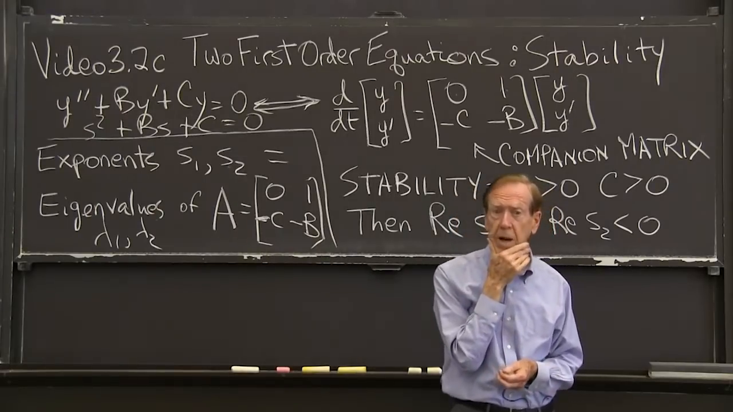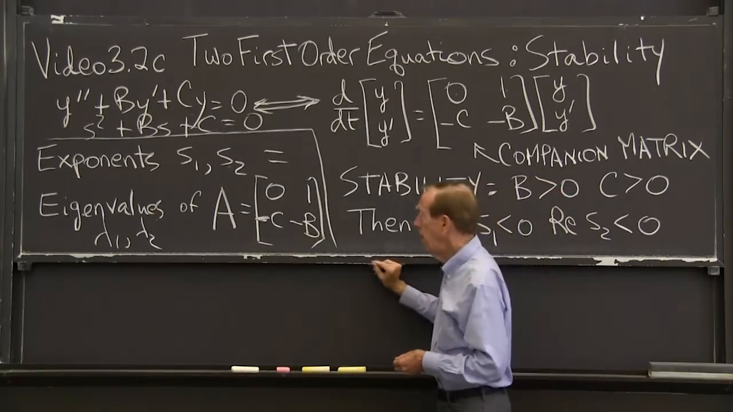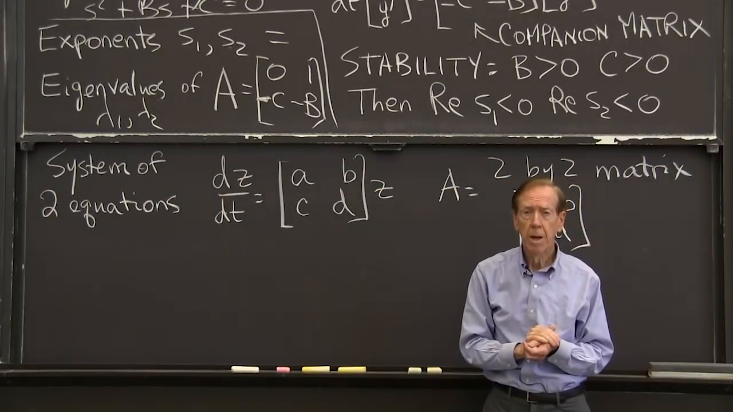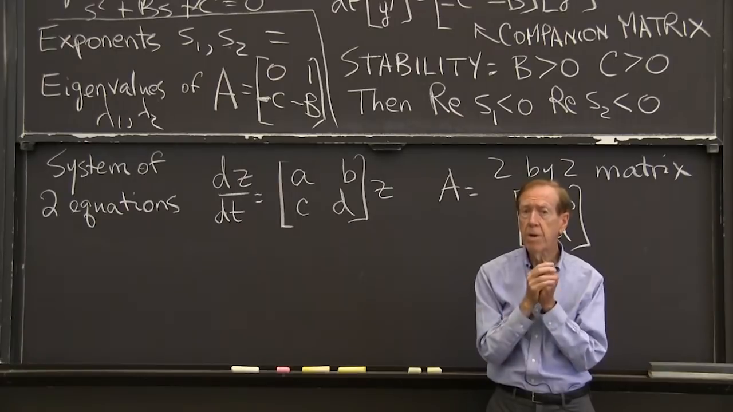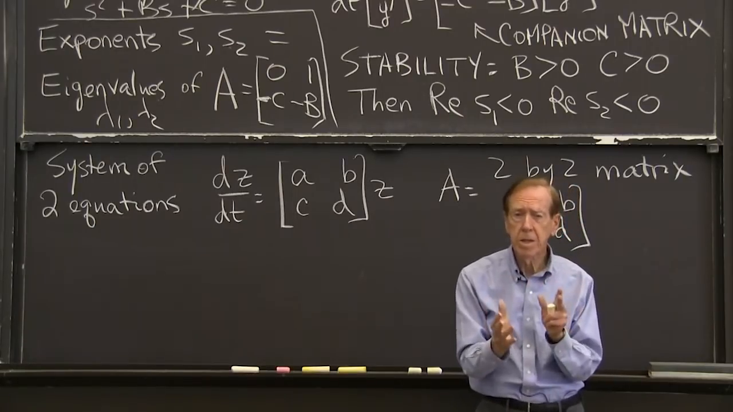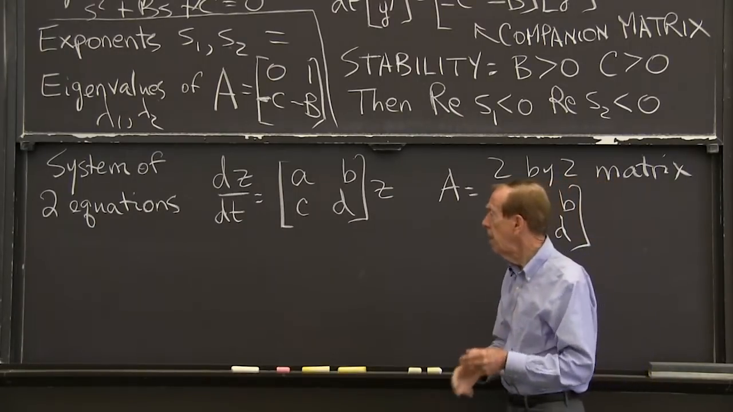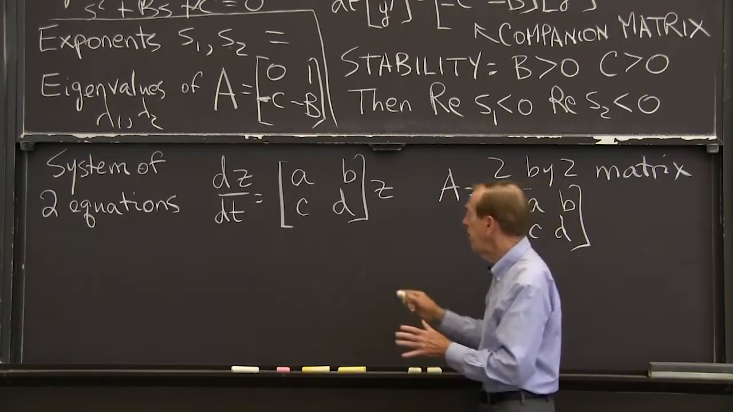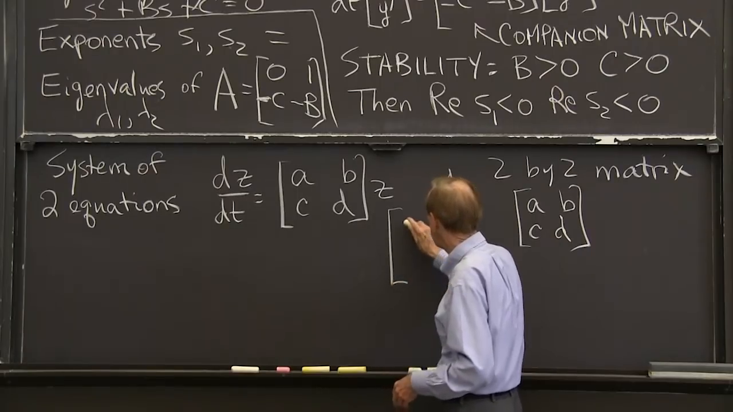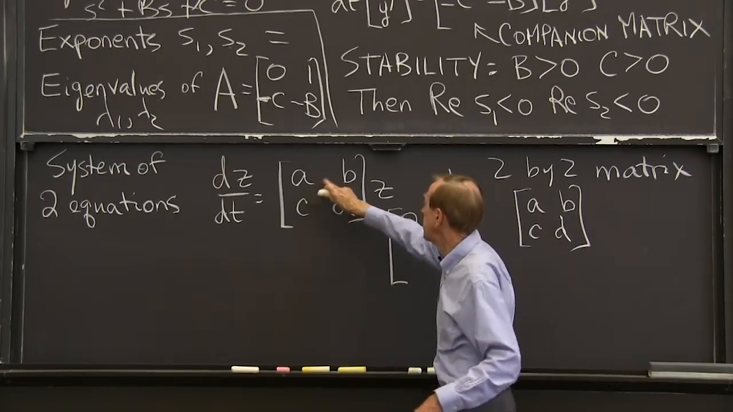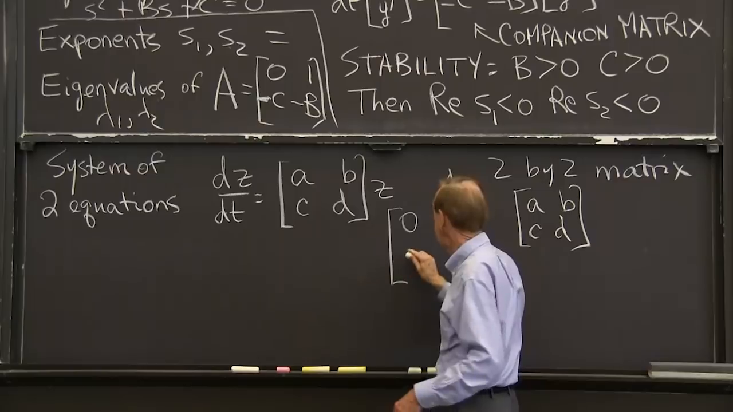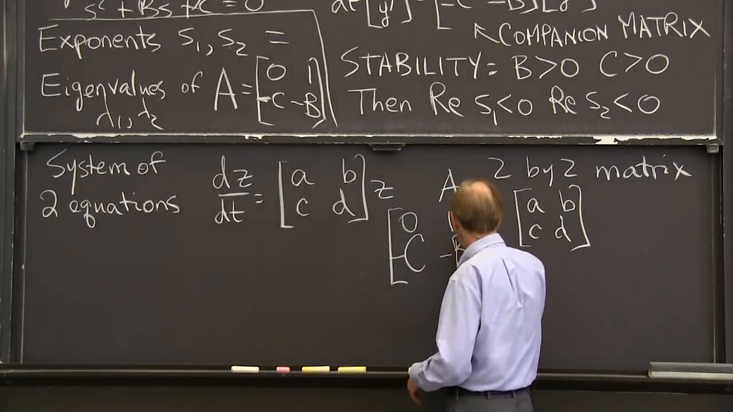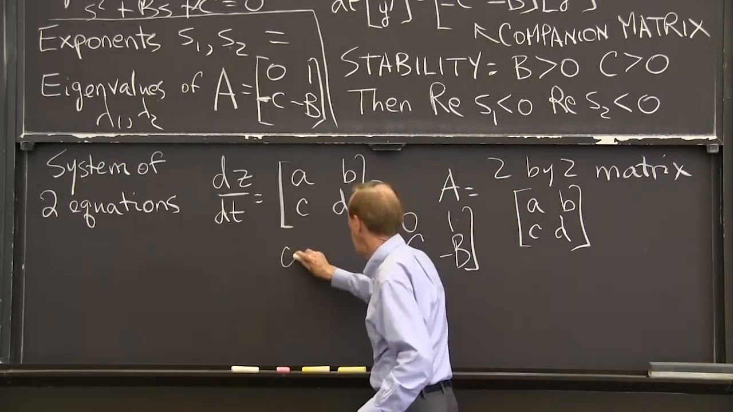Now, I just have a few minutes more, so why don't I allow any 2 by 2 matrix? I'm not going to give you the theory of eigenvalues here, but just make the connection. Okay, so I want to make the connection. And you remember that the companion matrix had the special form 0, A was 0, B was 1, C was minus the big C, and D was minus the B. That was the companion.